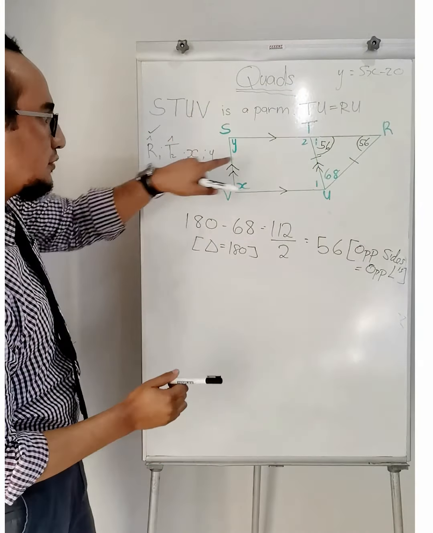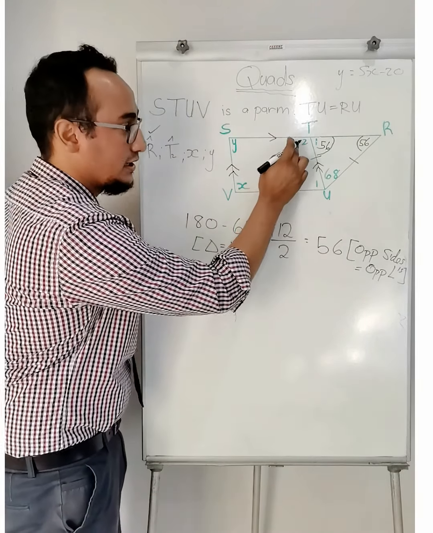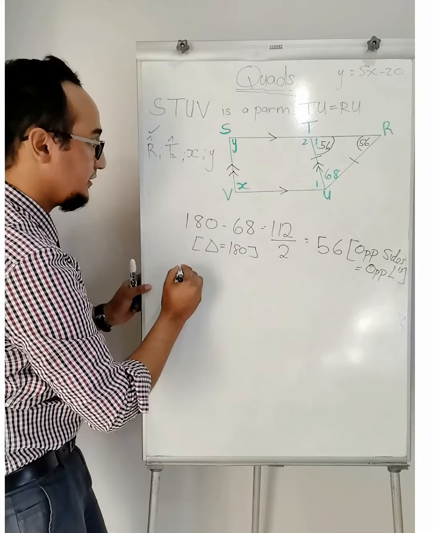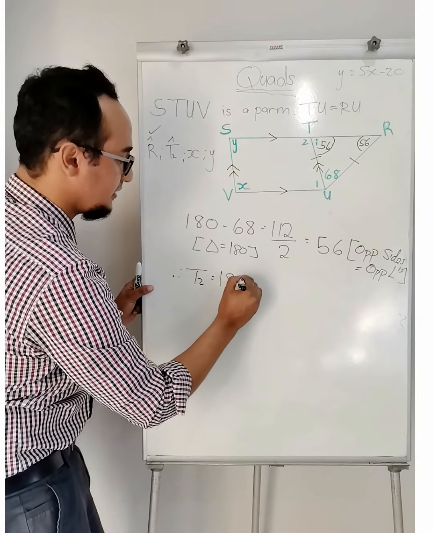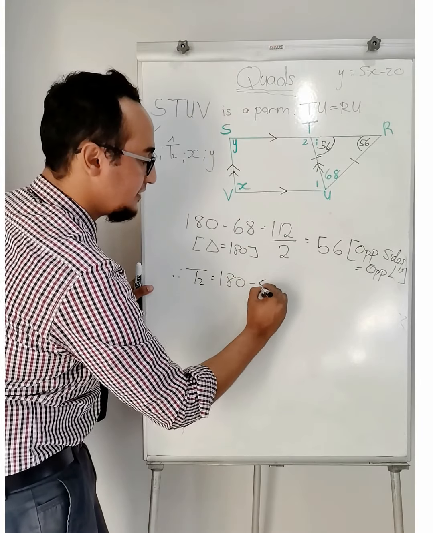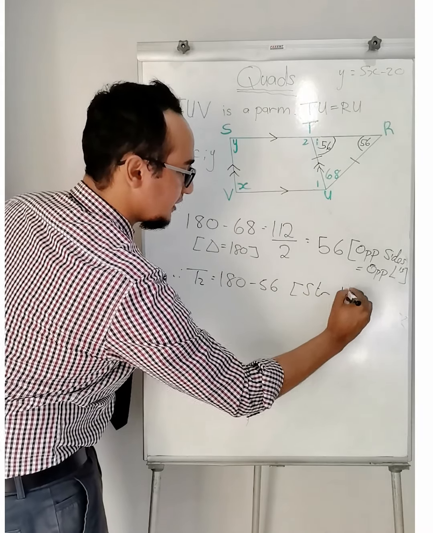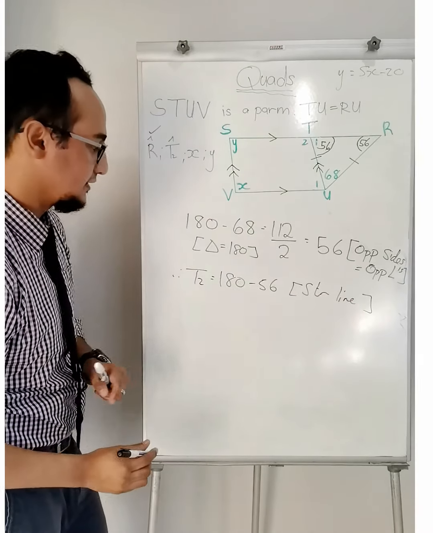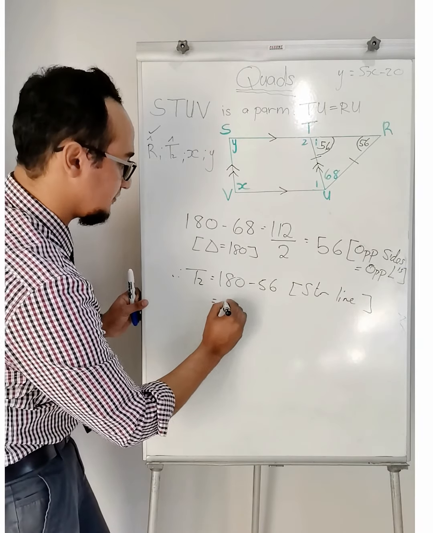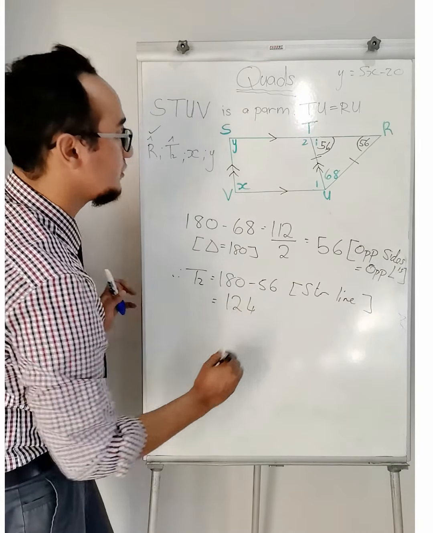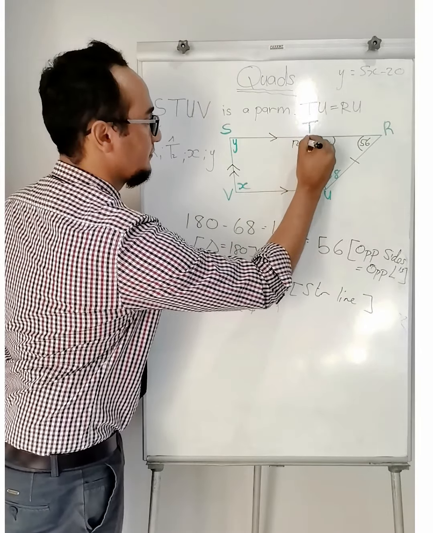T2 is over there, and what does T2 lie on? It lies on a straight line. So therefore, I can say T2 is equal to 180 degrees minus 56, and that is a straight line equal to 180 degrees. 180 minus 56 should give me 124 degrees. And immediately I can write it down over here, 124.